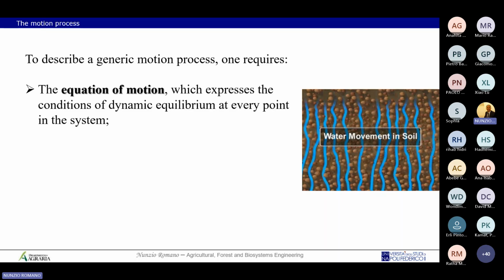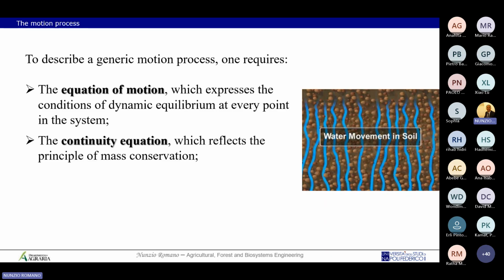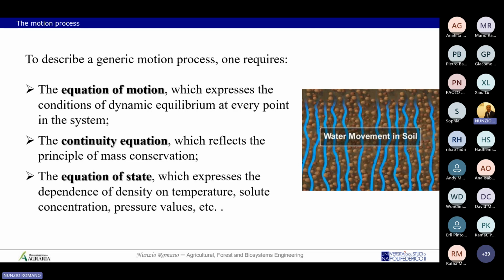To describe this kind of movement, and this is a general statement, you need the equation of motion that gives you the dynamic equilibrium condition in every point of the system, but you need the continuity equation that reflects the principle of mass conservation, but you also need the equation of state that gives the dependence of density on temperature, solute concentration, pressure values, etc. But in most practical applications, the equation of state is very simple: the density of water is constant.